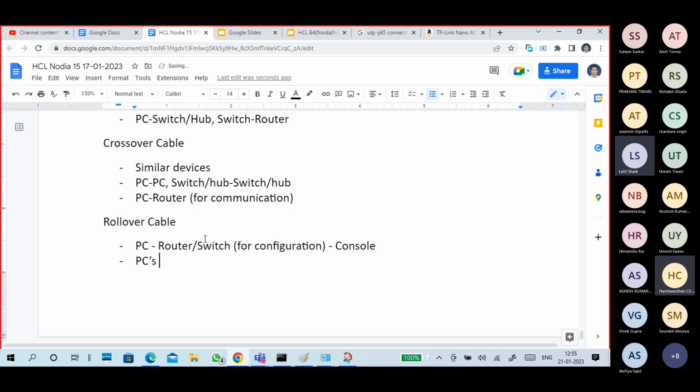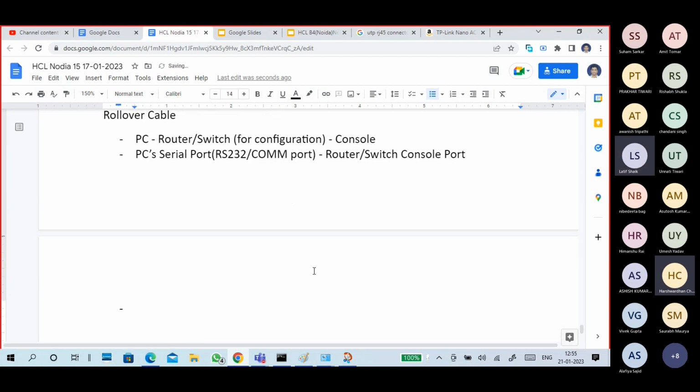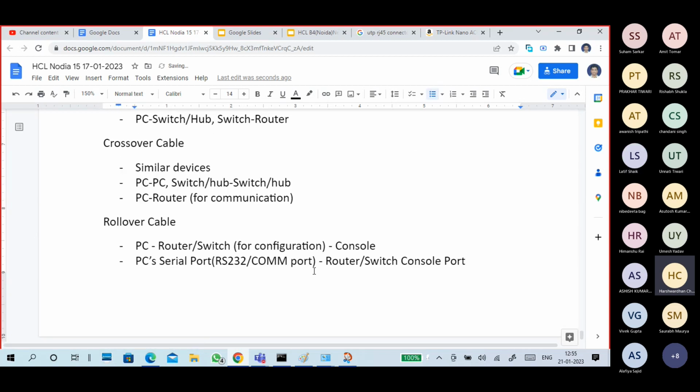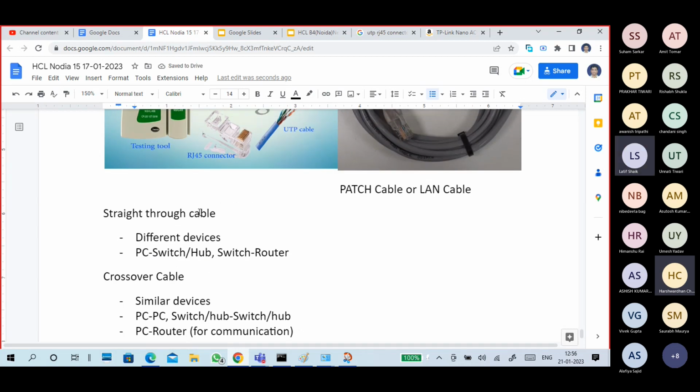PC's serial port, also called RS232 or a COM port, the communication port, to the router, or it can be a switch. These are the different types of cable connections, guys.